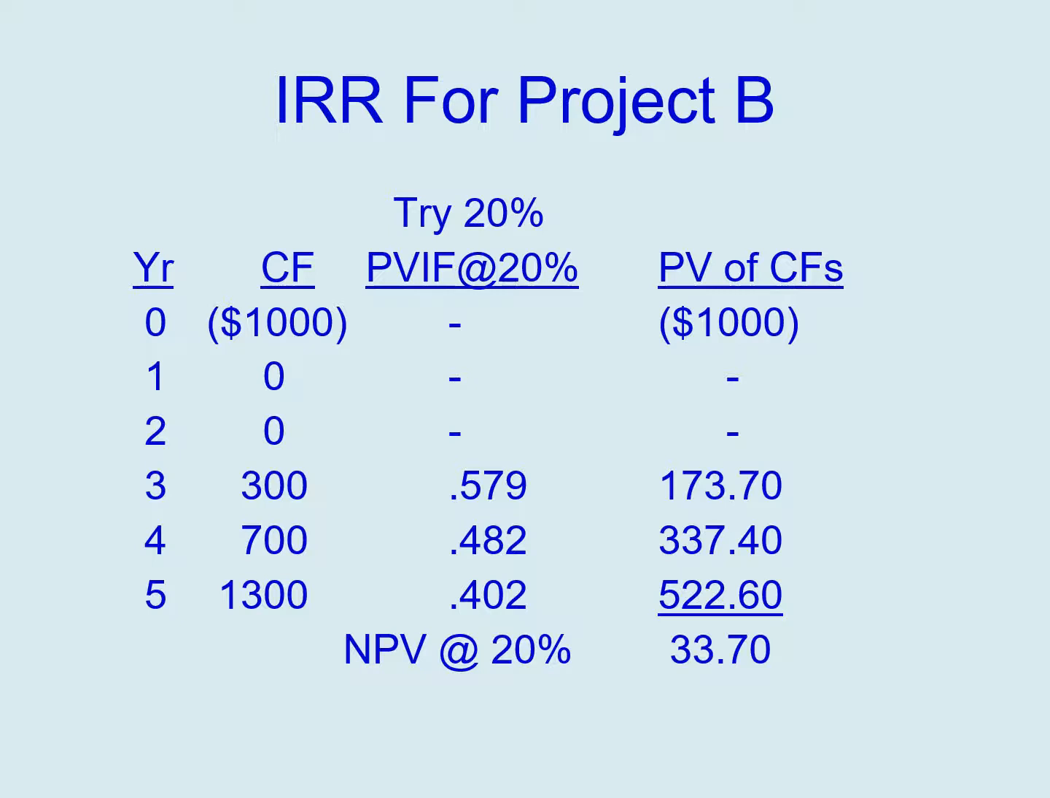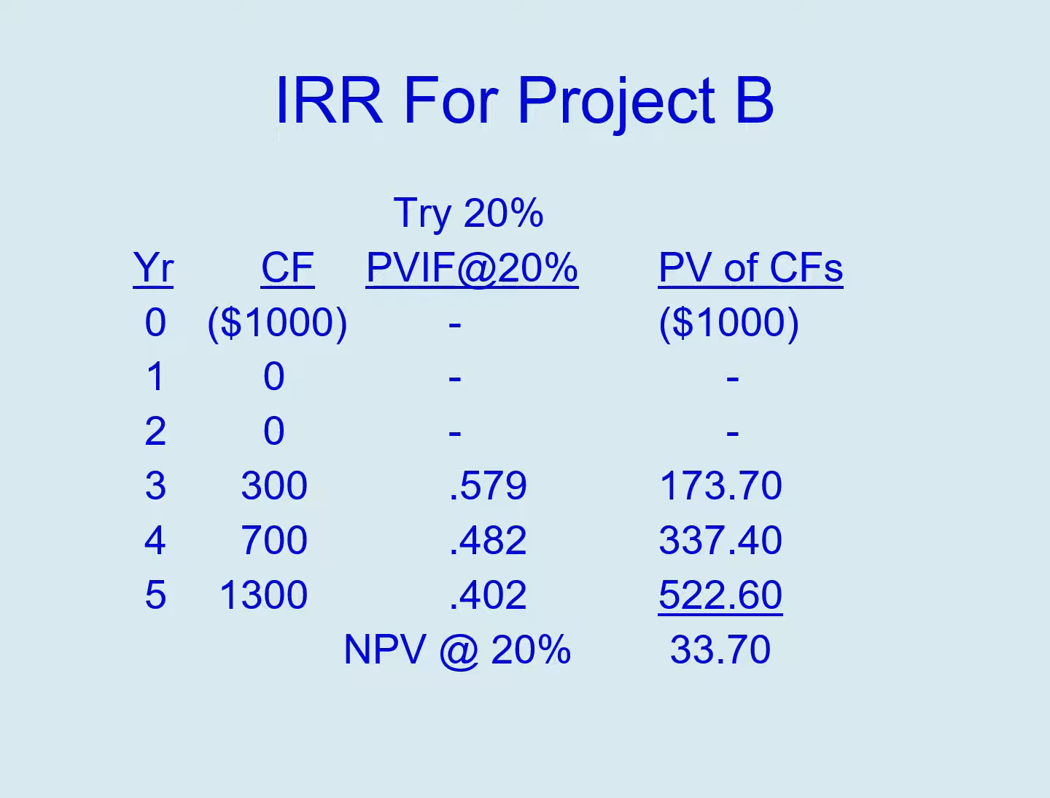So I just picked something out of thin air and I tried 20%. Since I don't have cash flows the first 2 years, there's nothing to discount. And of course, time period 0 is already in today's terms, so you don't discount that. It's already discounted. So we just have to discount the cash flows in years 3, 4, and 5. If I go to my present value table and look at 20% for 3 years, I'll see it's 0.579, 4 years 0.482, 5 years 0.402.